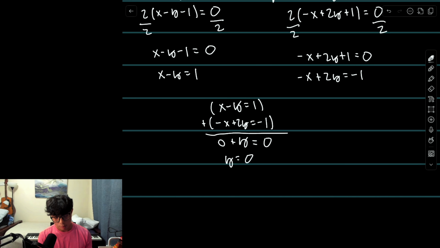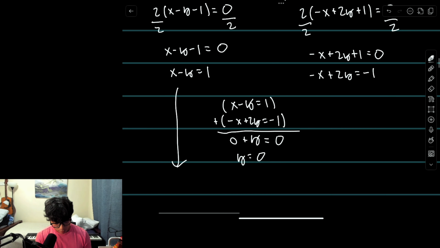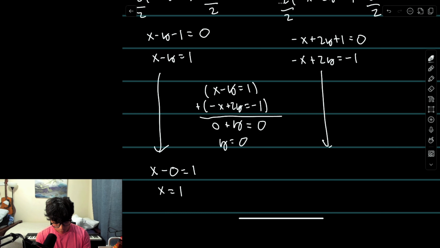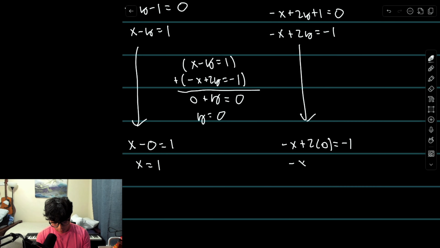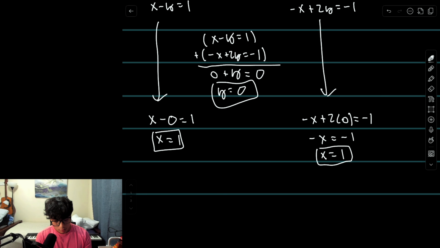Now that we know that our y equals 0, we could find x by just plugging 0 into every y we have. So we could plug it either into our first derivative with respect to x or our first derivative with respect to y, but I'll show you both. So in this case, if y equals 0, we get x minus 0 equals 1, giving us x equals 1. Now to check our answer, we could do the other side as well, where if y equals 0, we get negative x plus 2 times 0 equals negative 1. Further simplified gets us negative x equals negative 1, and it's the same thing as x equals 1. So now we know with this information that y equals 0 and x equals 1.